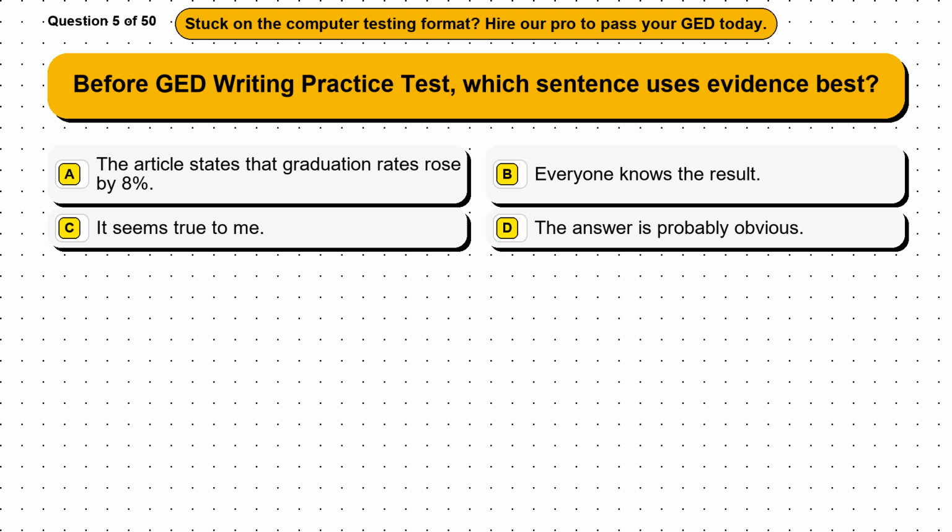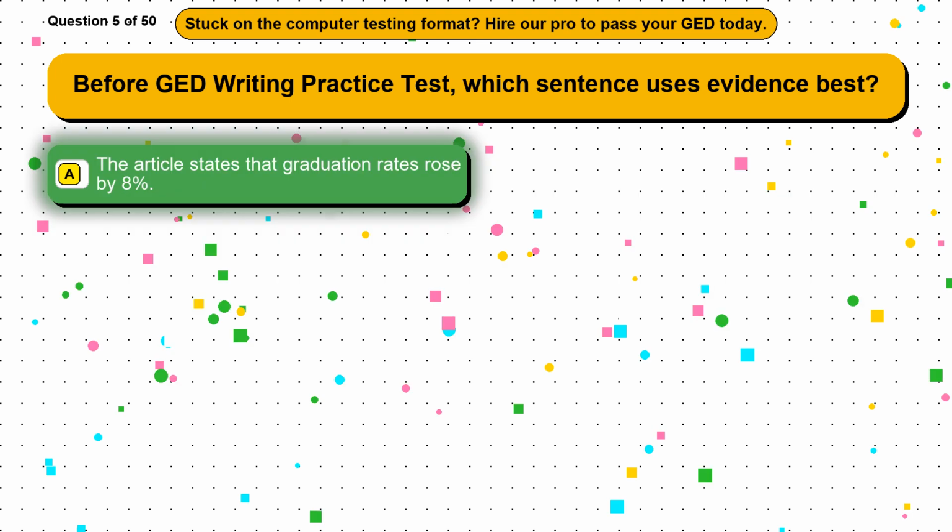Question 5. Before GED Writing Practice Test, which sentence uses evidence best? Option A. The article states that graduation rates rose by 8%. Option B. Everyone knows the result. Option C. It seems true to me. Option D. The answer is probably obvious. The correct answer is option A.